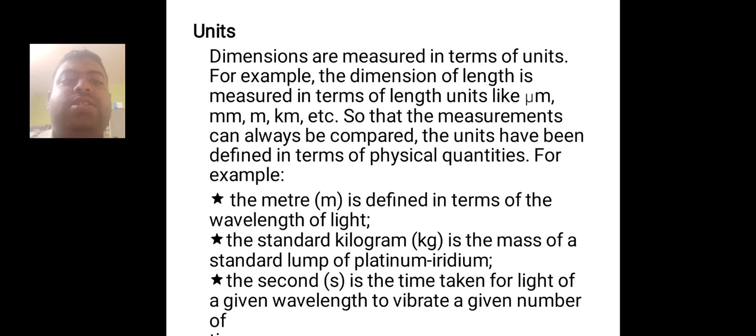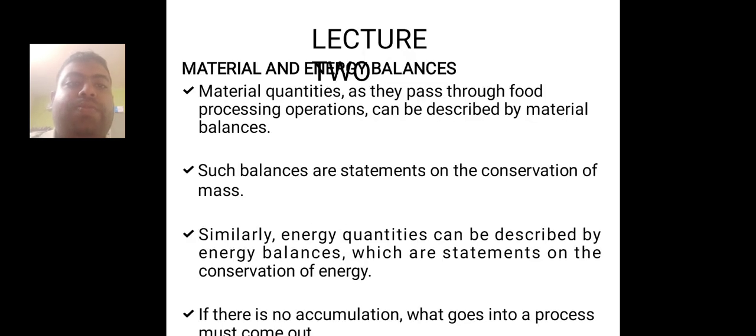Units. Dimensions are measured in terms of units. For example, the dimension of length is measured in length units like micrometer, millimeter, meter, kilometer, etc., so that measurements can always be compared. The units have been defined in terms of physical quantities. For example, the meter (m) is defined in terms of the wavelength of light. The standard kilogram (kg) is the mass of the standard lump of platinum iridium. The second (s) is the time taken for light of a given wavelength to vibrate a given number of times.